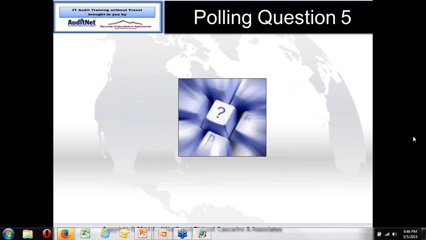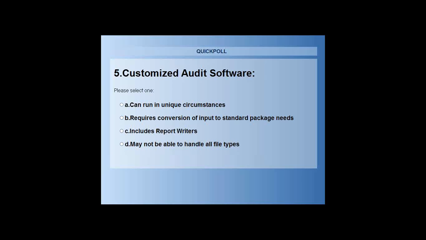Polling question number 5 is looking primarily at customized audit software. What is it? When can you use it? It can run in unique circumstances. It requires conversion of input to standard package needs. It includes report writers. It may not be able to handle all file types. This is customized audit software. Audit software that's been written specially for you.